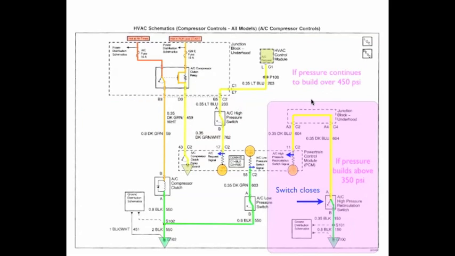Now, if pressure would continue to build to over 450 or so psi, that pressure then is going to open this high pressure switch. So when pressure opens this switch, we lose our AC request signal. It's just like you turn the air conditioning off because the PCM no longer sees the AC request signal. So the compressor will stop running. So this part of the circuit is to help keep the evaporator temperature down, and this part of the circuit is if pressure gets too high, it will open the circuit and turn the compressor off.